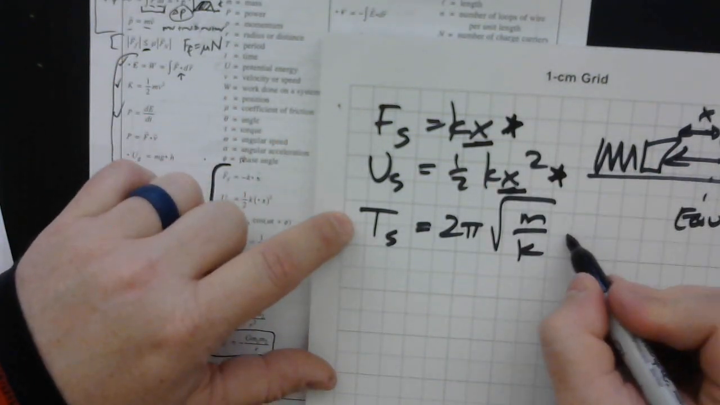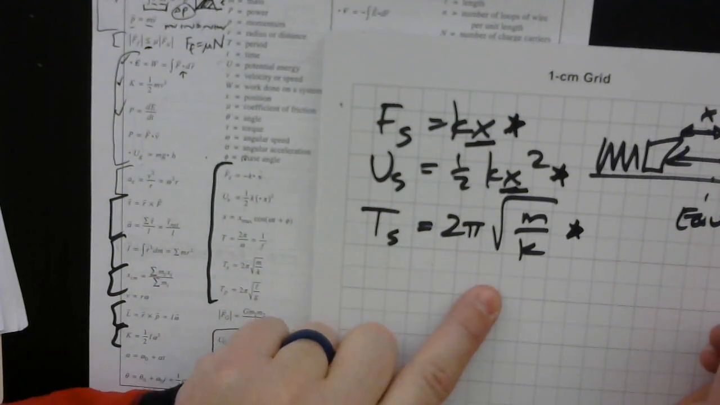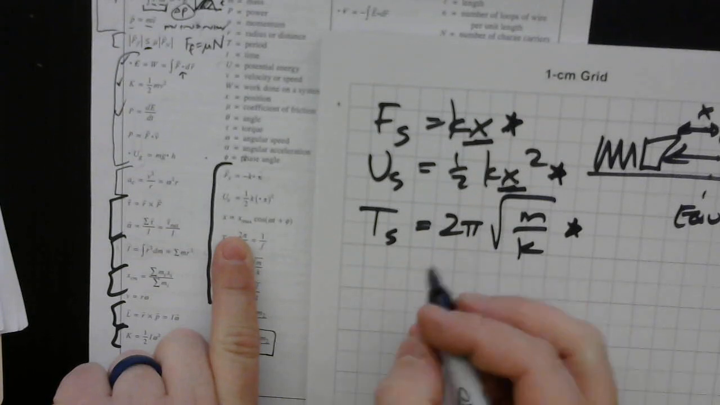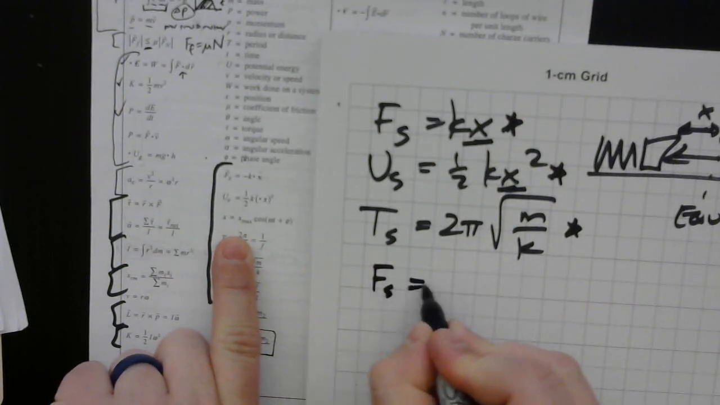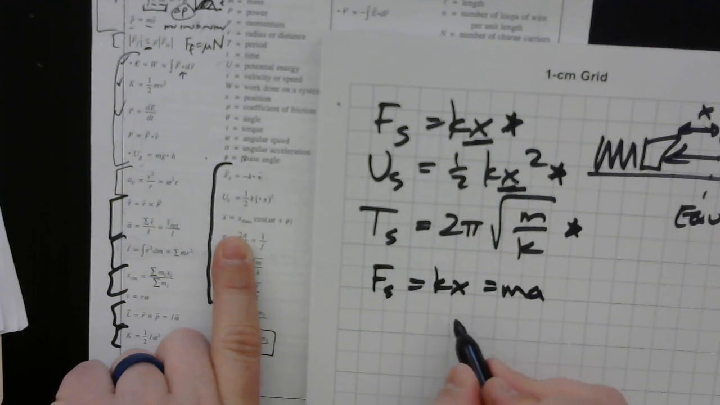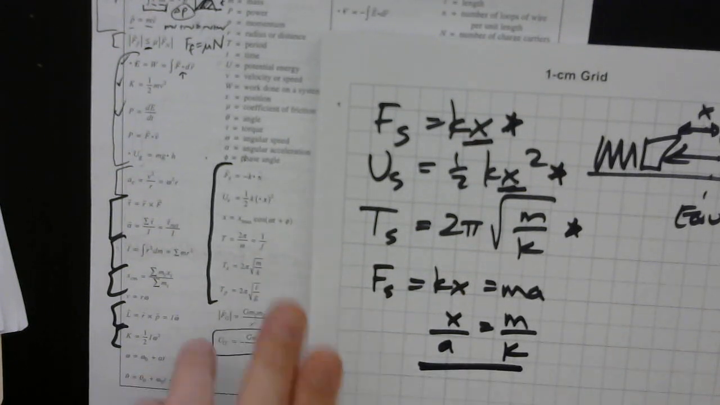If they ask anything about time, I want to do this one. Okay. Where does this come from? You ready? So in this situation here, the force of the spring equals kx, which is also equal to ma, which ends up being, if I isolate this, I get x over a equals m over k. So we're going to use that idea here.